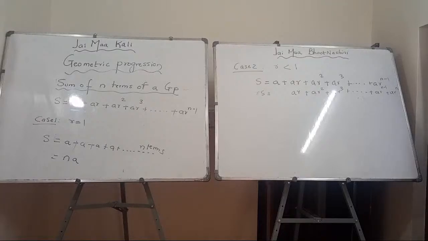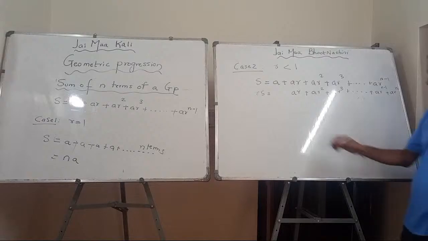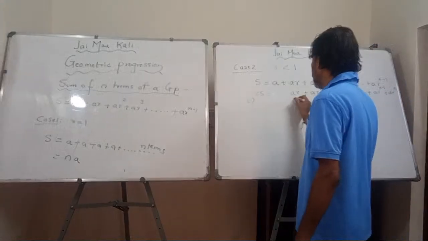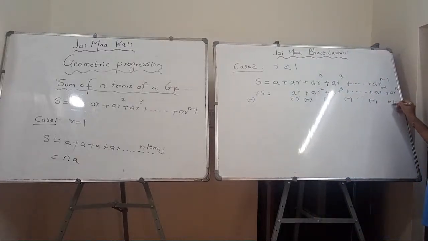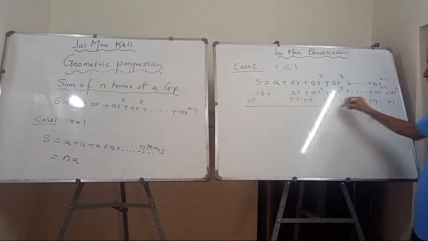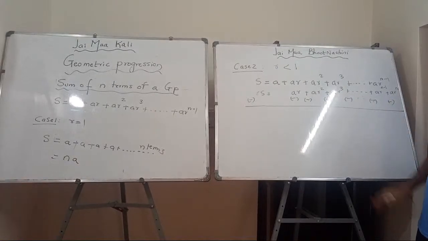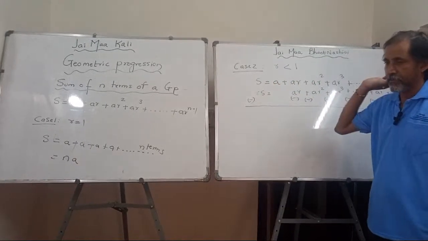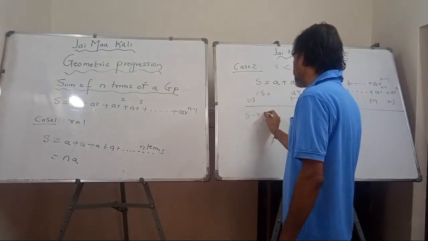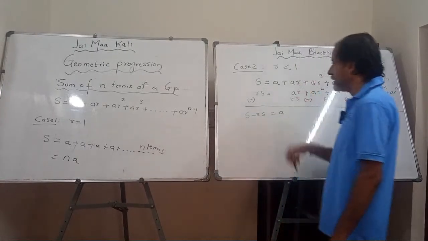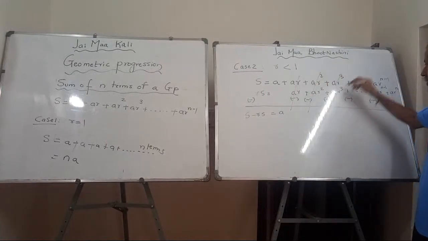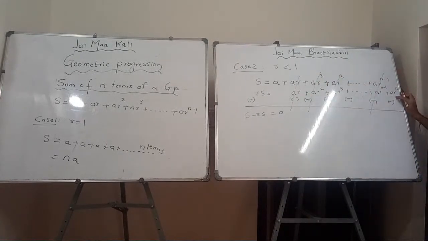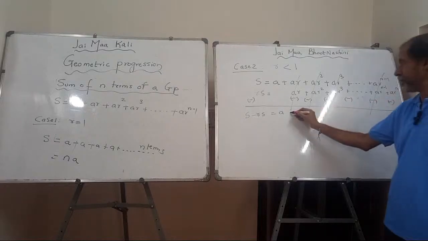Do you think you have found out how to solve this? Think properly. Can I subtract this? If I subtract, change the sign. Subtracting this from that, this minus this, S minus RS is equal to a. A has nothing to subtract, so a will come straight away. This gone, this gone, everybody gone. This has nothing on the top, so it will become minus ar raised to n.